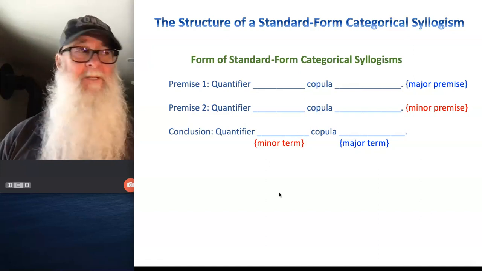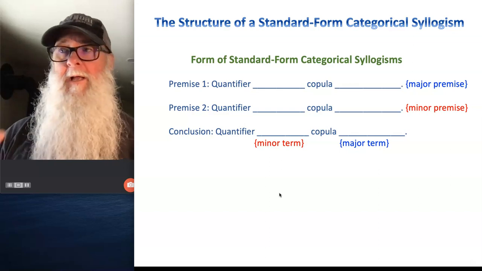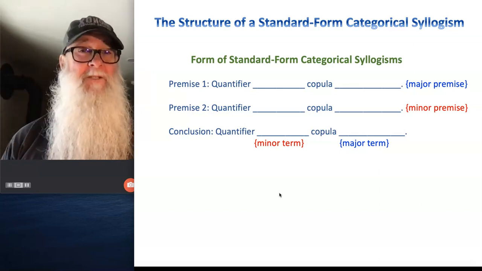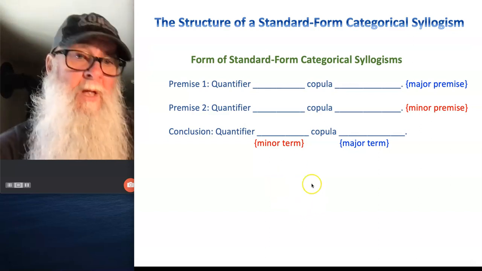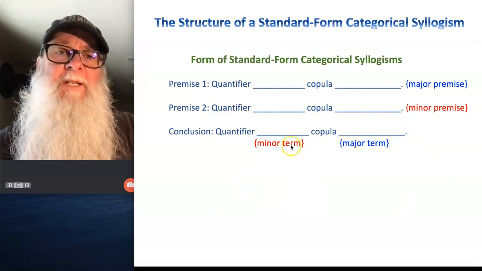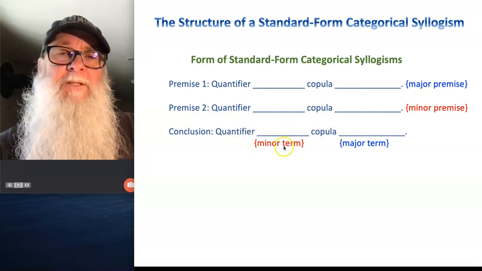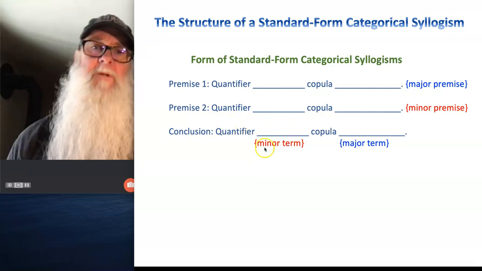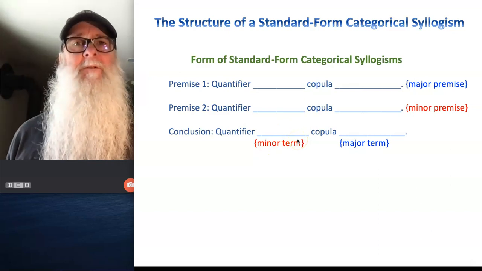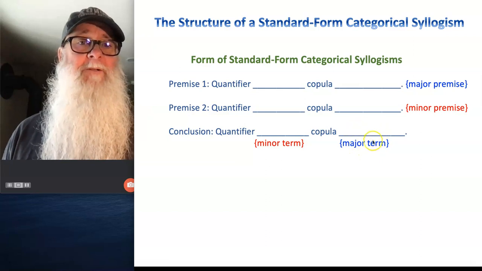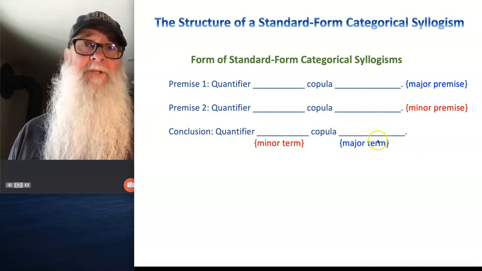Okay, we have two premises. They can't just be in any old order. There's a very specific structure to a categorical syllogism that's considered standard form. One thing to take note of is that the subject term of our conclusion statement is called our minor term. So in a categorical syllogism, the subject term of the conclusion is called the minor term of the argument. And the predicate term of the conclusion is called our major term.